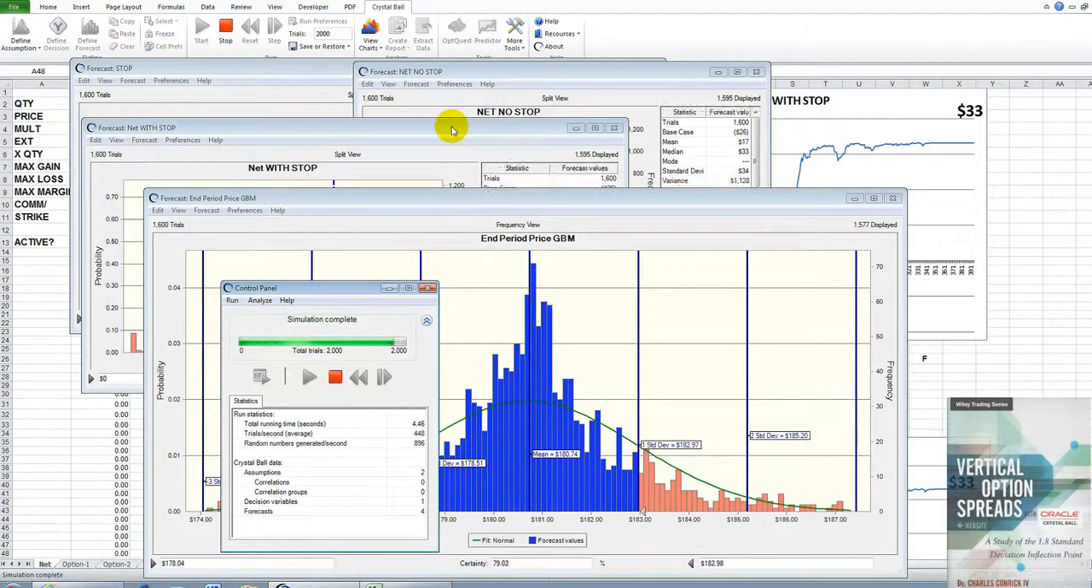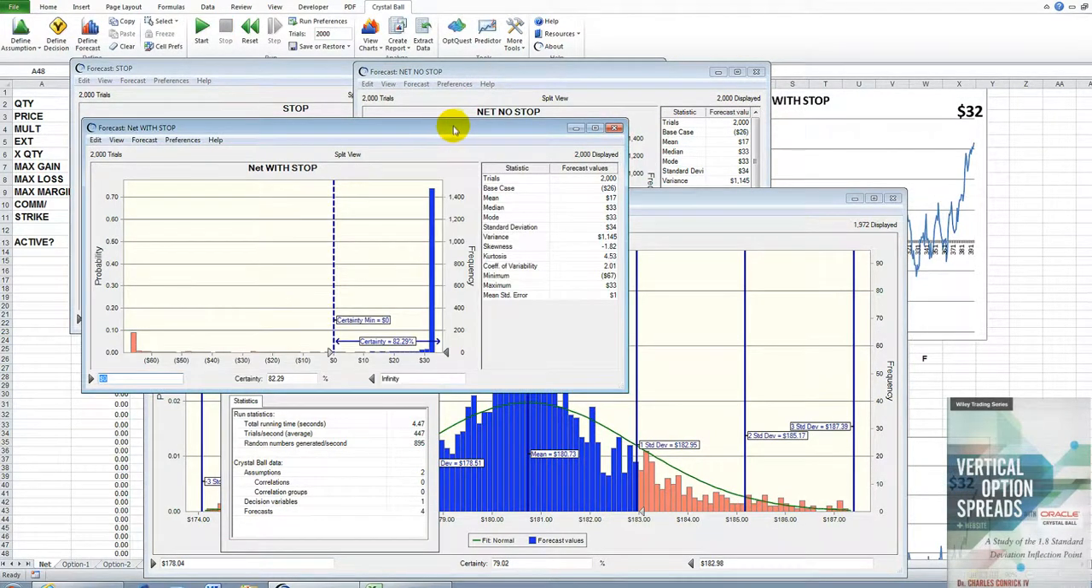And we'll look at the net with stop trade sheet. That's the most important. 82% likelihood of a break even, which is right here, and a mean return of $17. That's almost half of the max. That's more interesting to me.